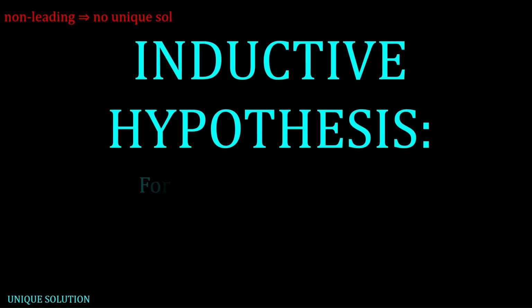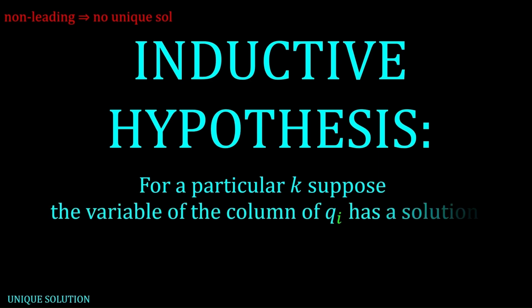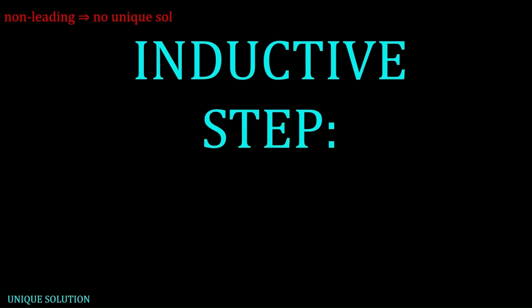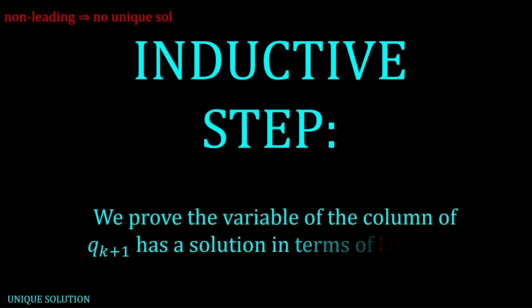We just need to assume that the variable of the column of Qi has a solution in terms of lambdas. And we're assuming this for all i up to k. So Q1, the variable of that one has a solution. Q2 does as well, all the way up to Qk. Okay, and the solution is in terms of lambdas. Now we need to prove for Qk plus 1.